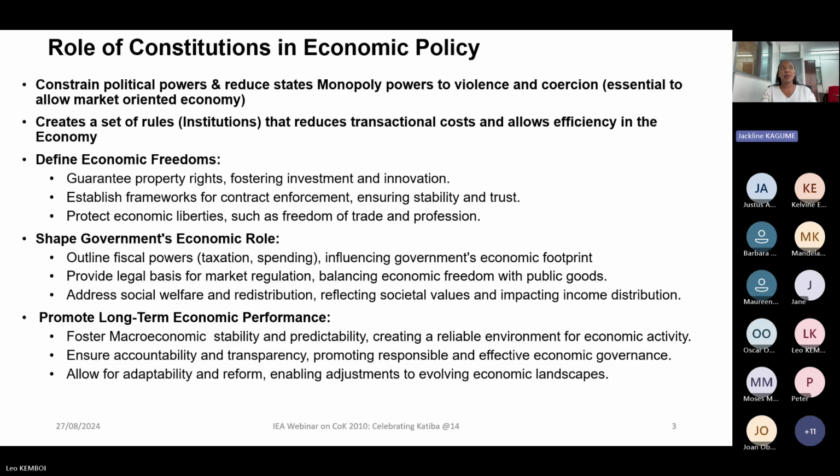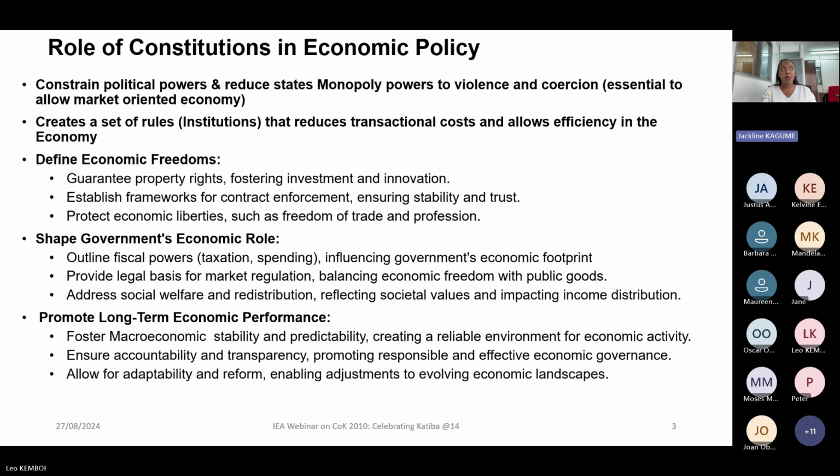And this is basically one of the fundamentals of constitutionalism. And so for purposes of our discussion today, this role is important for creating a market-oriented economy where the private sector is able to operate freely without undue interference from the state. So essentially, our interpretation of this is that by placing checks on government authority, constitutions help to ensure that the leadership does not arbitrarily use force or coercive measures to disrupt market operations. So this is the first role in terms of constitutions and economic policy.